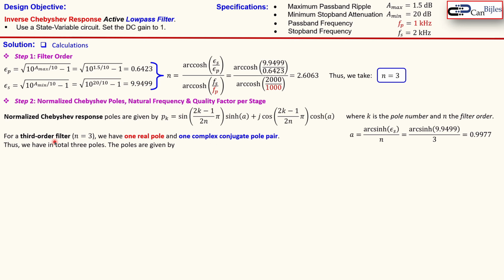So that goes in here and in here, and we also need to now calculate the poles. For a third-order filter, N equals 3, we have one real pole and one complex conjugate pole pair. So we have in total 3 poles, and the poles are given as follows. For K equals 1 and 3, those are a pair, a complex conjugate pole pair. You substitute K equals 1, and also the A value we just calculated. Of course also the filter order here, which will be 2 times 3, so 6. You do the calculation, you get this expression here.